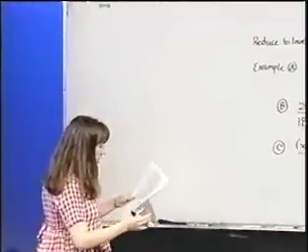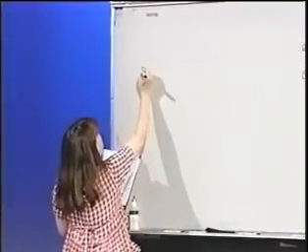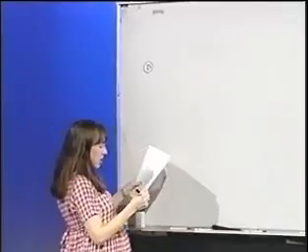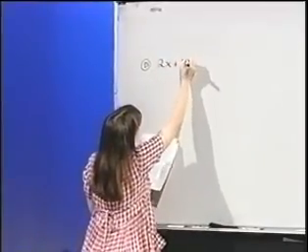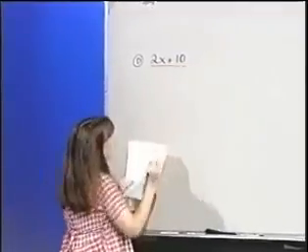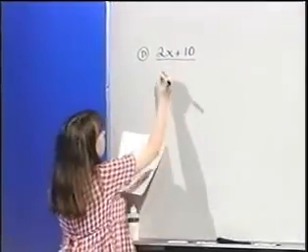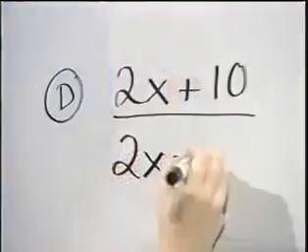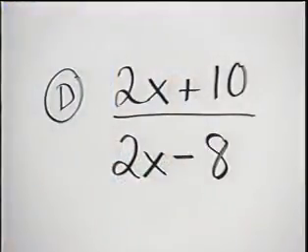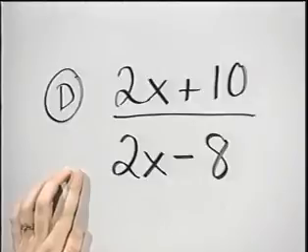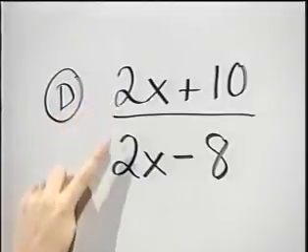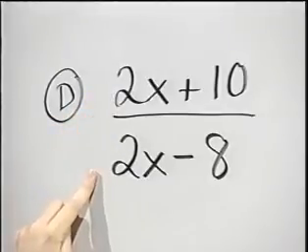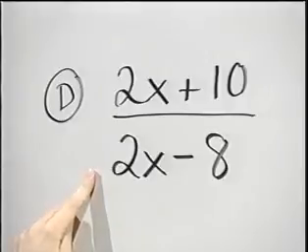Example D is going to be the polynomial, excuse me, it'll be 2x plus 10 over 2x minus 8. Now, what you're really tempted to do is cancel out the 2x because it appears in both places, but you can't do that.